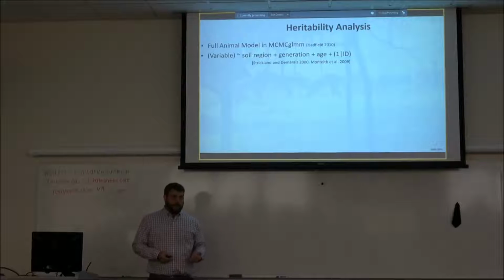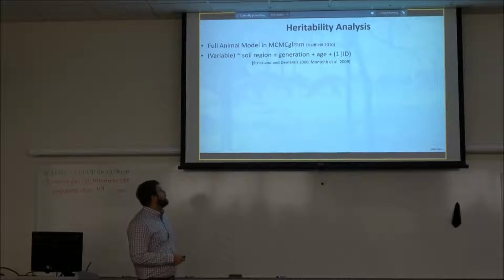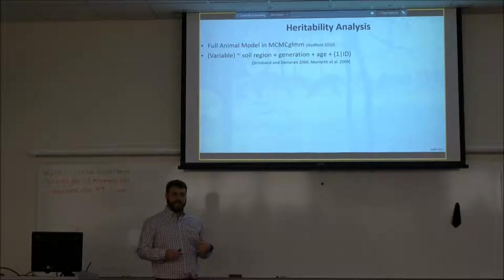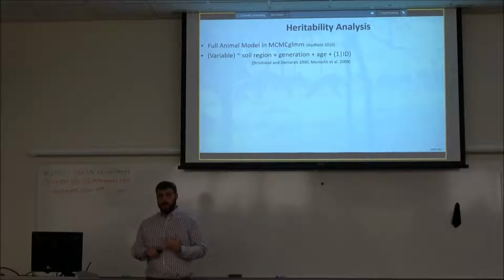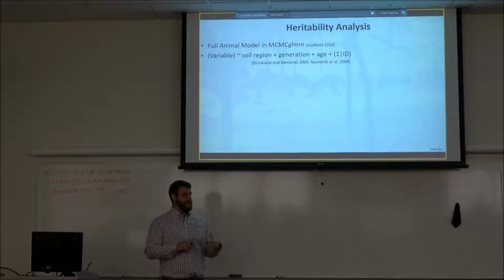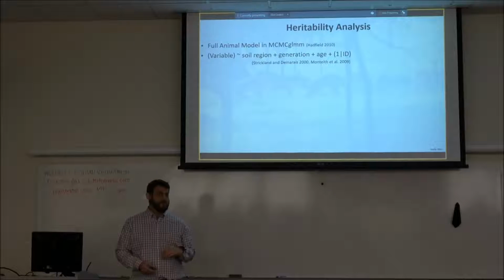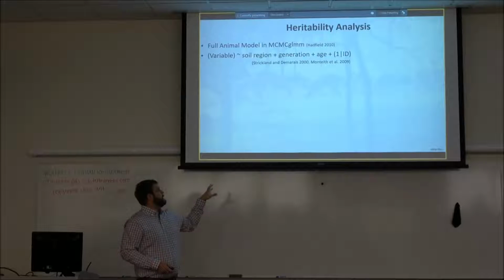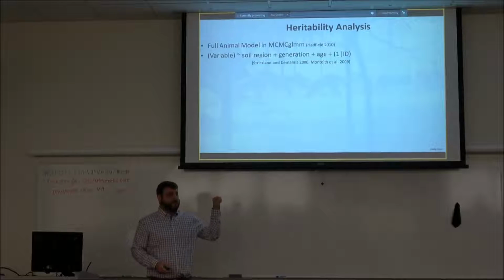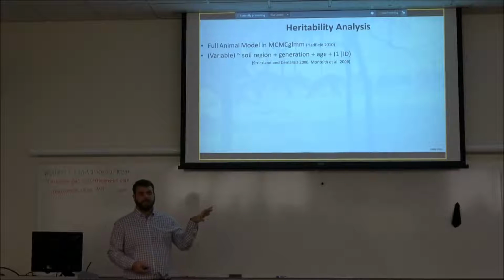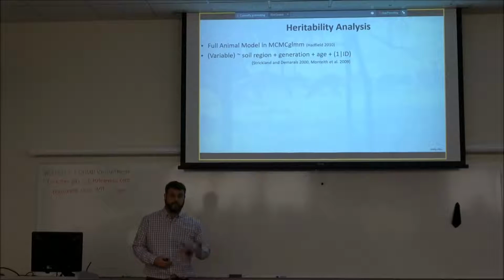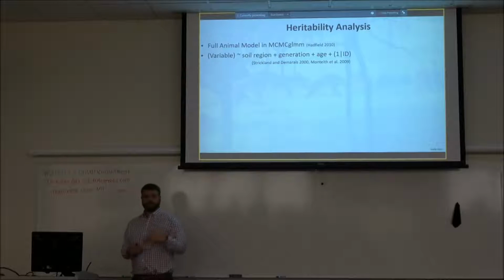So we used a full animal model, again, an MCMC GLMM framework to assess heritability. We were looking at 6 different characteristics: number of points, antler score, antler mass, inside spread, mean main beam length, and mean basal circumference. So those were our response variables. Then we included soil region, generation, and age in the model to account for that variation. And we included individual IDs as a random effect to account for repeated measurements of those individuals across time.